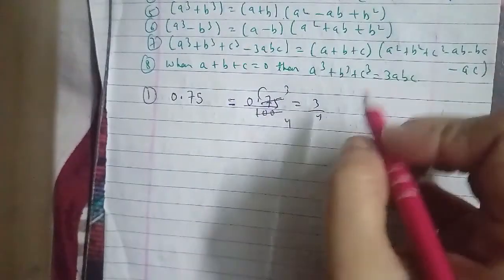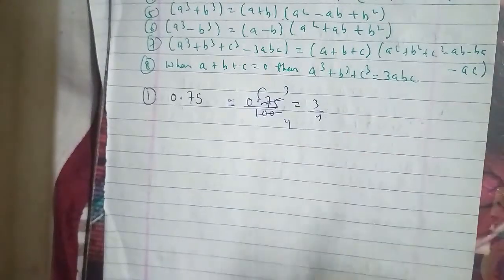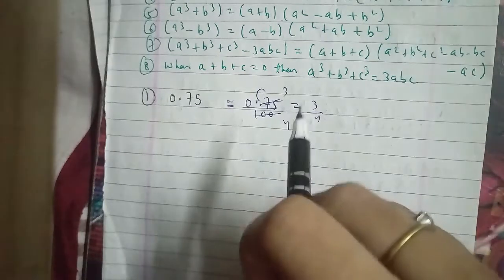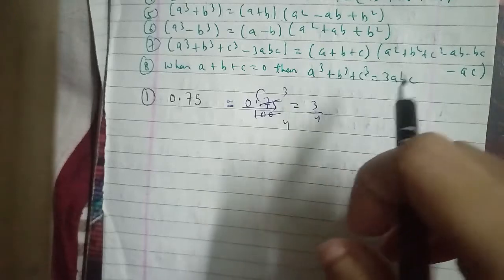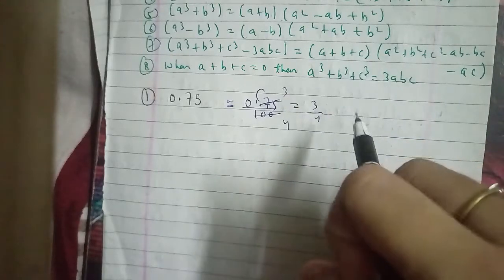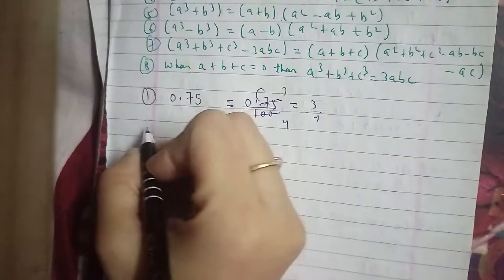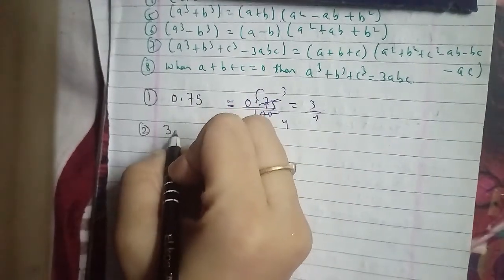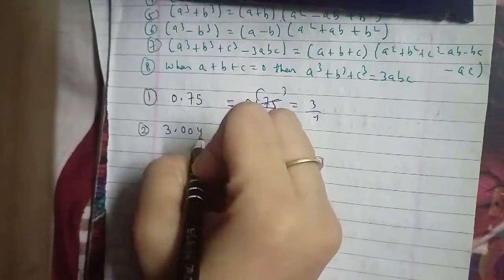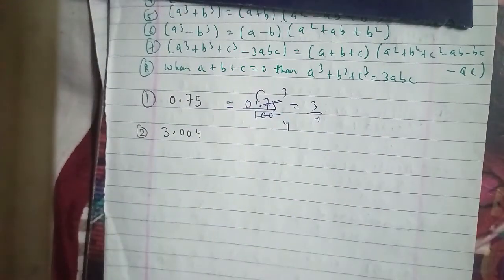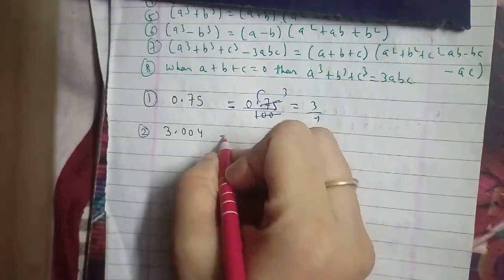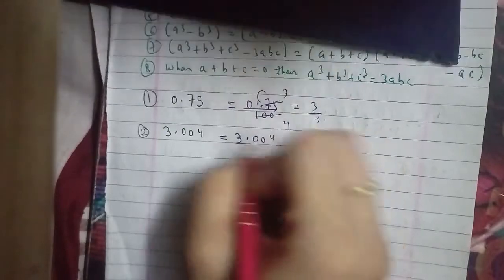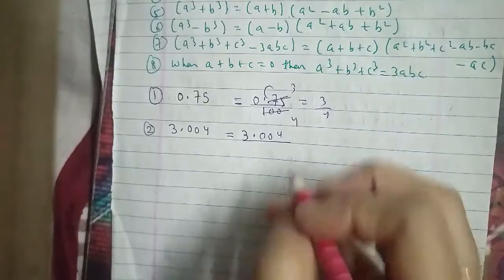Now we're moving ahead with the second question of the session, and here also we have to convert the following into a vulgar fraction. The question is 3.004, and that will be converted to 3.004 upon, with 3 numbers after the decimal.